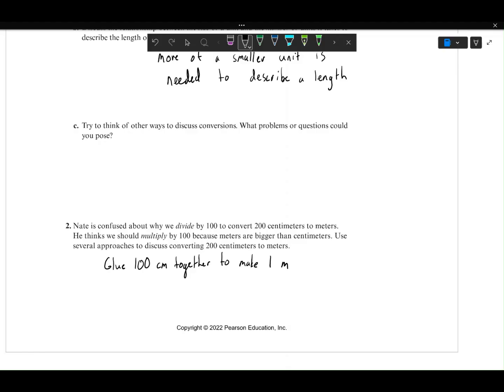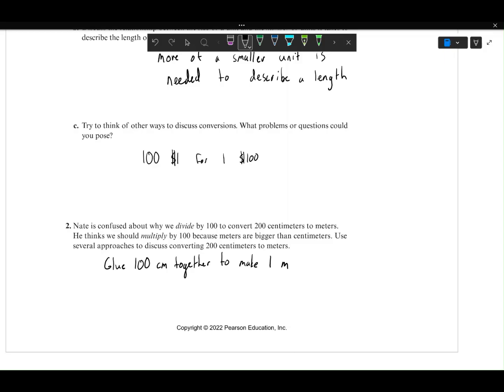Part C says, what are other ways to discuss conversions? Another way you can think of it is exchanging money. I exchange 100 $1 bills for one $100 bill. I need to exchange things that are equal. If I'm starting with smaller pieces, I'm going to get less of the larger piece. If I start with larger pieces, I'm going to get more of the smaller piece.